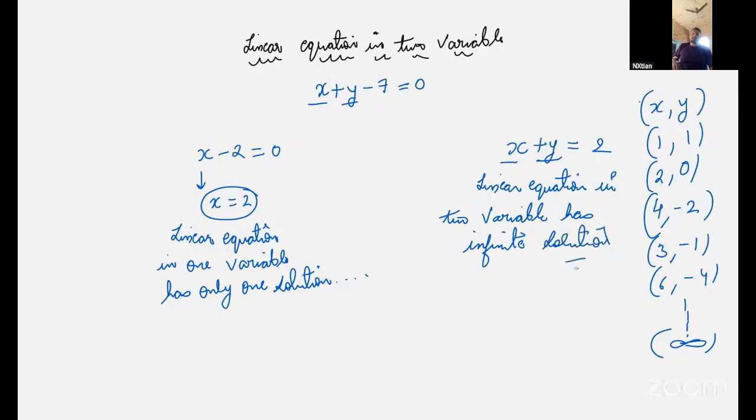Did you understand? Agatha, David? So for a linear equation in 2 variables, how many solutions will be there? Infinite number of solutions. Say with me, infinite number of solutions will be there. And a linear equation in 1 variable, how many solutions will be there? Only one solution, not more than one solution. Agatha, David, did you understand?